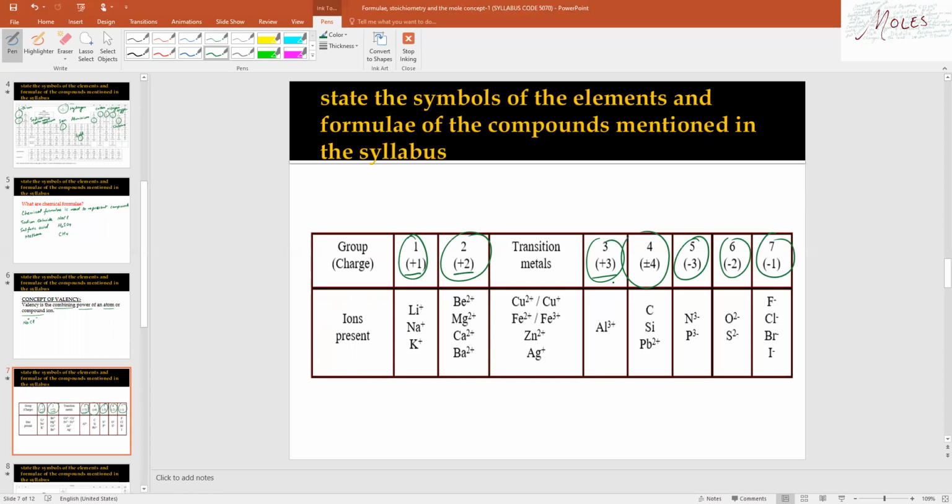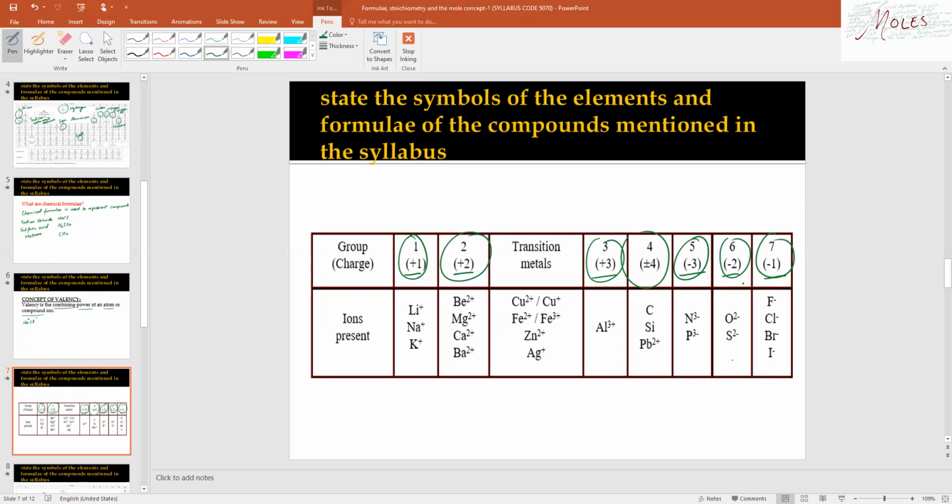For non-metals, it will be equal to the number of electrons they are going to gain or share during bonding. You see, group 5, 3 electrons are needed. Group 6, 2 electrons are needed. Group 7, 1 electron is needed. This time, we will put a negative charge before the number.